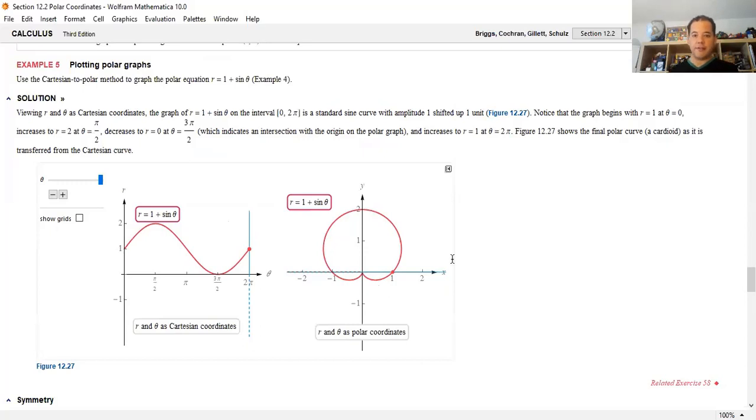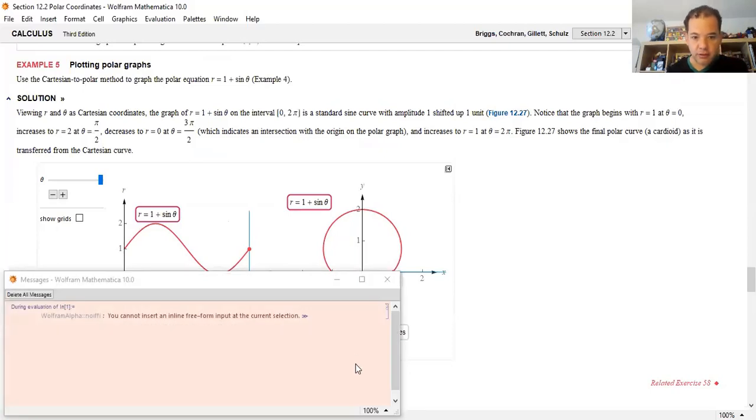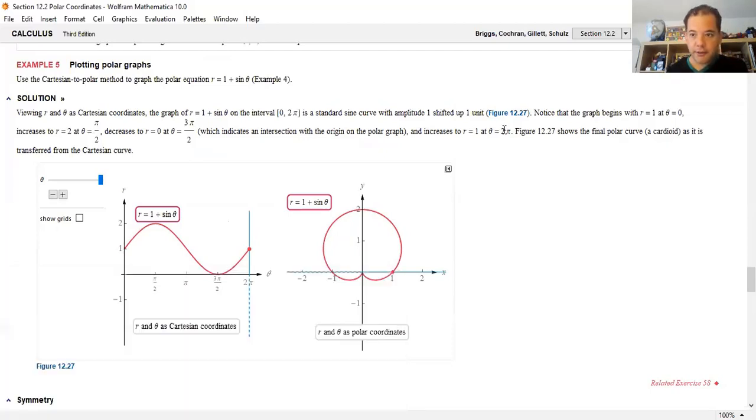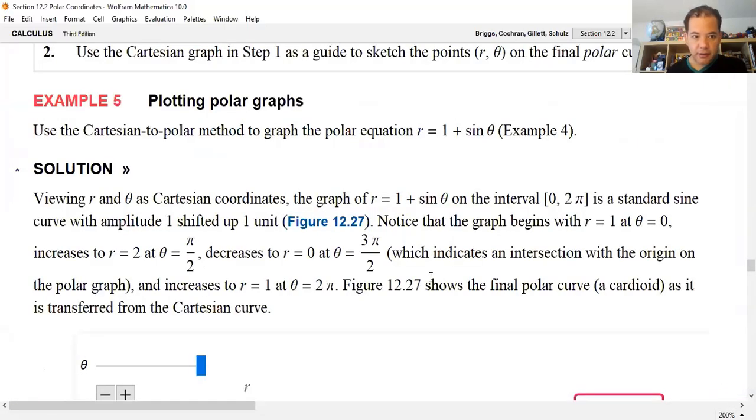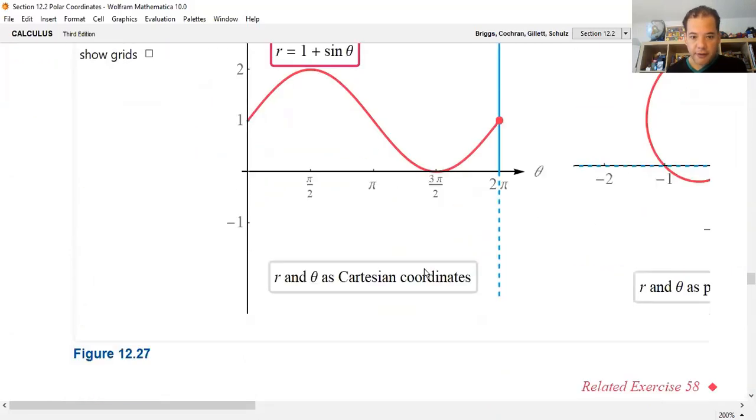All right, since I have this right here, let me see if I can make it actually go. Oh, over here. Okay, I'm gonna make it a little bigger, see if I can. Yeah. Okay.